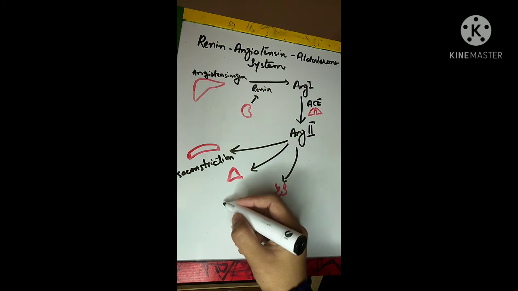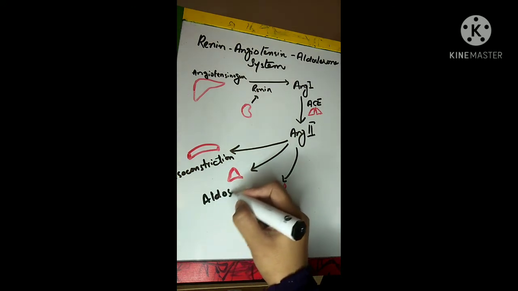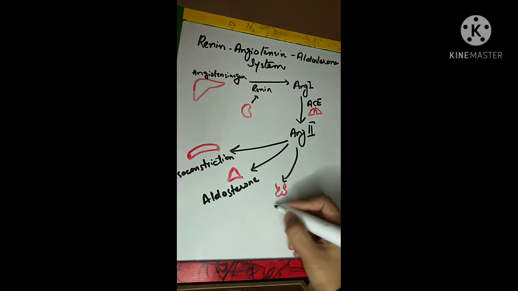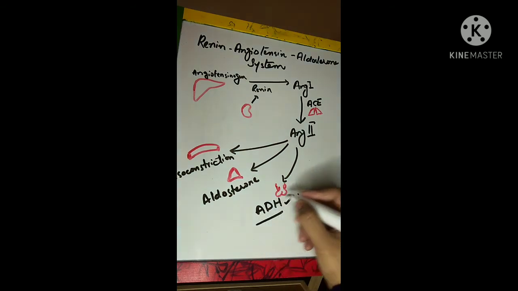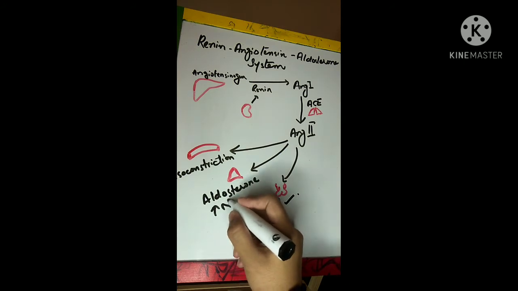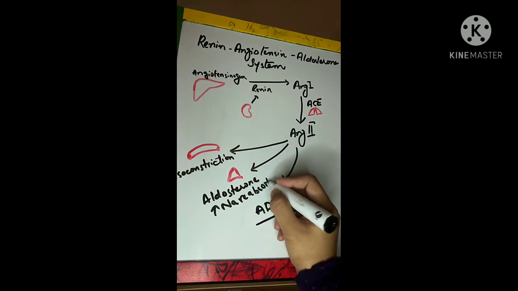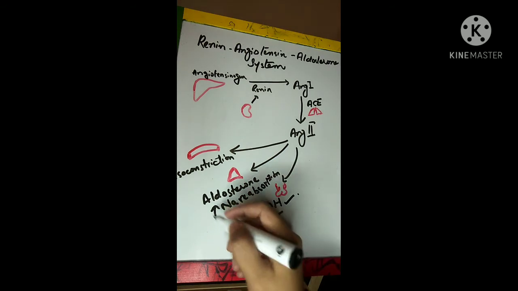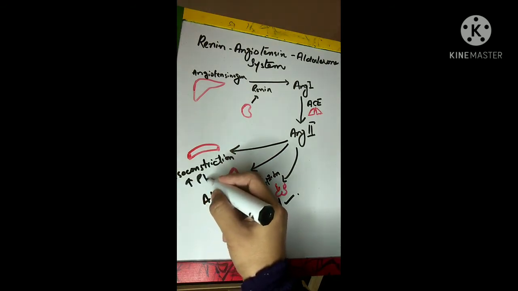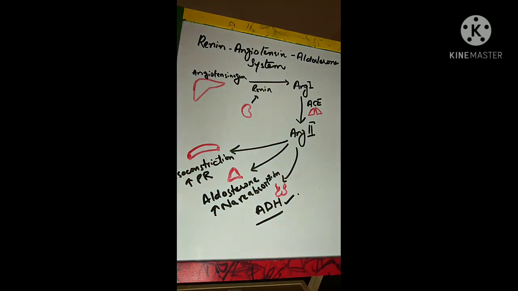It causes release of aldosterone from the adrenal cortex that later on results in increased sodium reabsorption in the kidney. And thirdly, it stimulates the release of ADH, and ADH is involved in reabsorption of water from the collecting duct in the nephron. So basically, when there is decreased blood volume and blood pressure is low, this system is activated, and by these three mechanisms, vasoconstriction, there is increased peripheral resistance, increased sodium reabsorption, and increased water reabsorption. Thus, the blood volume is increased, and hence the blood pressure is also increased.